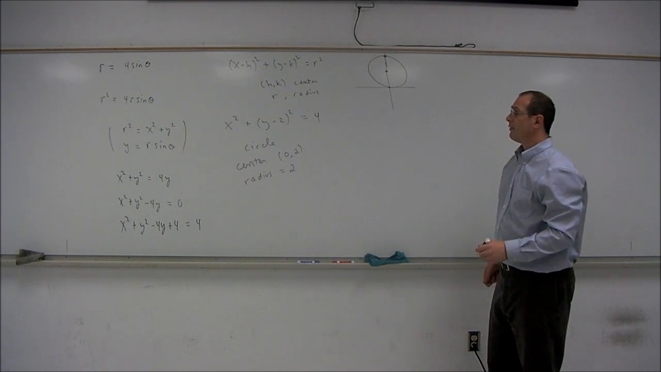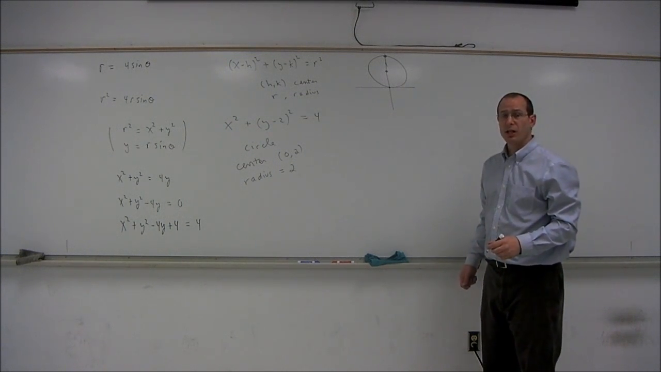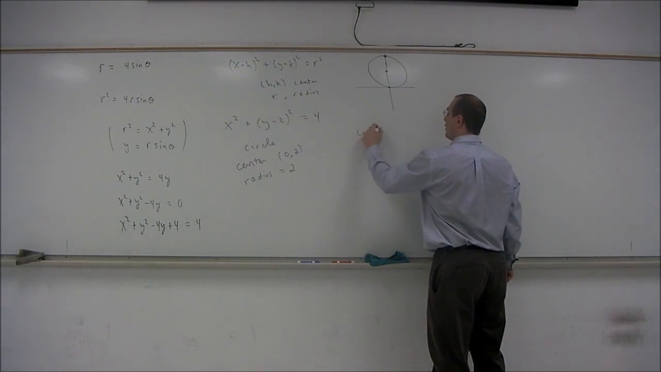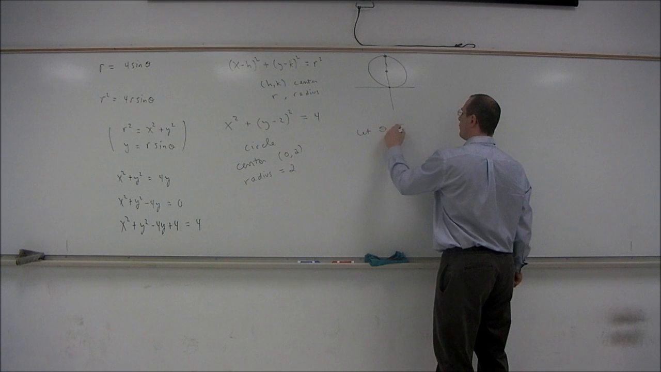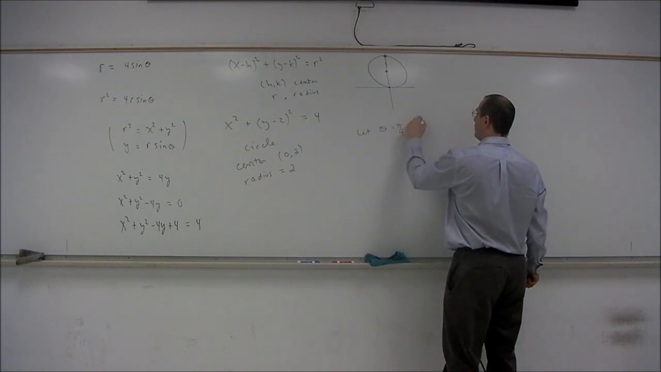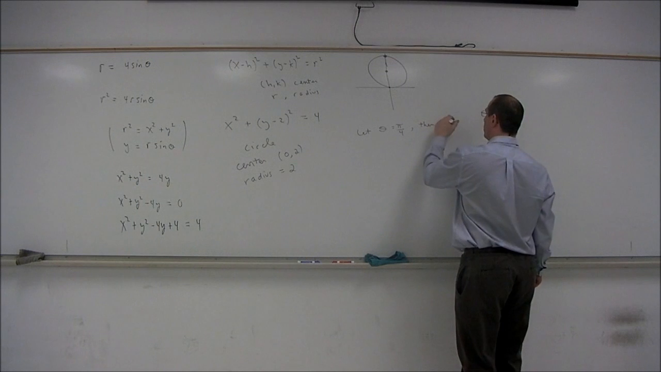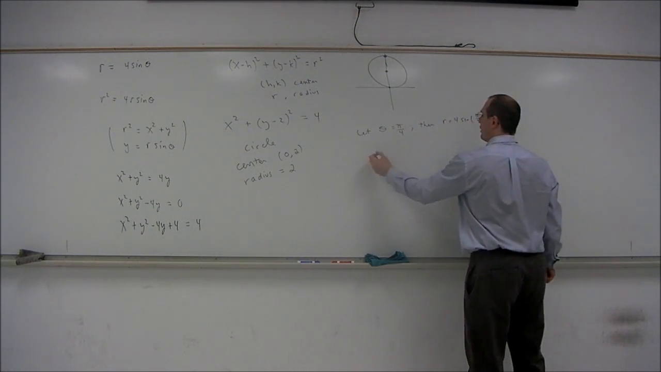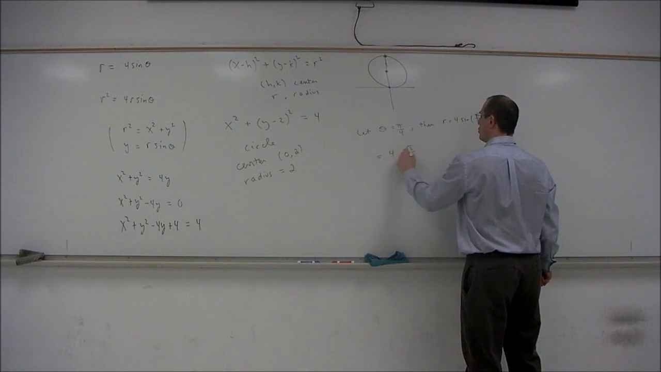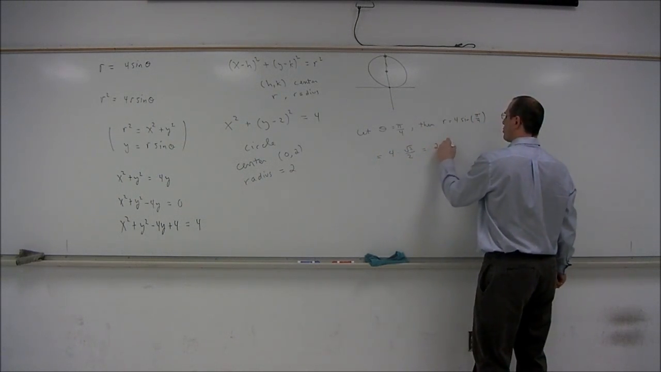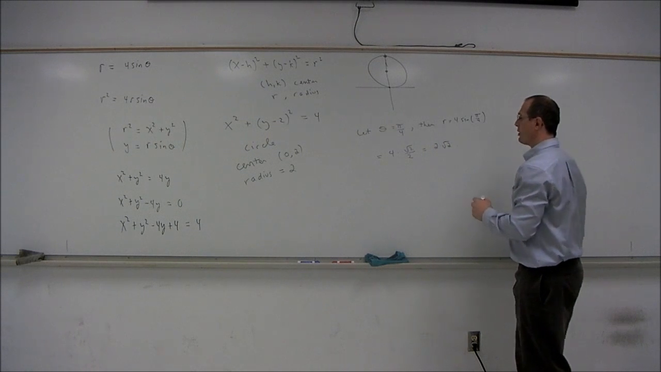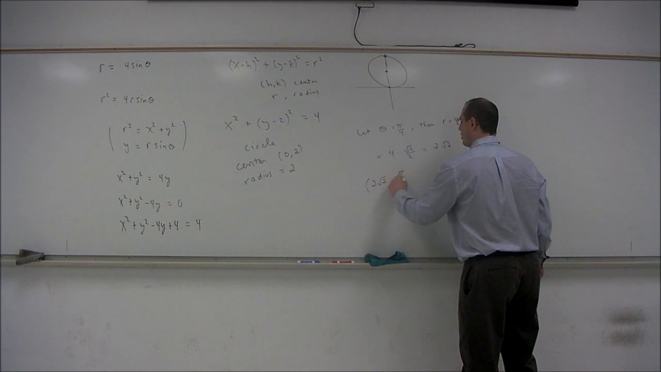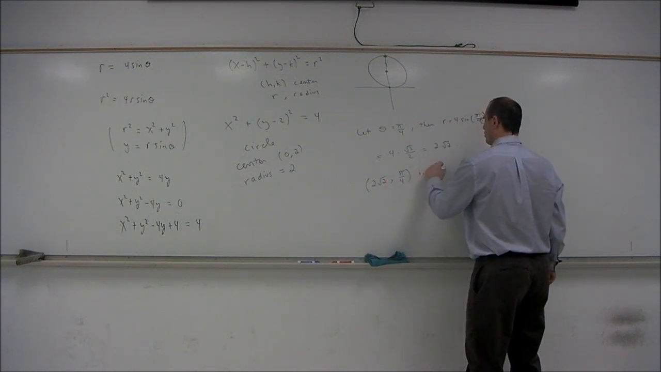Now let's find the equation of a tangent line to a point on the curve. So suppose we let theta equal pi over 4, then r would equal 4 times the sine of pi over 4. That would be 4 times the square root of 2 over 2. That would be 2 times the square root of 2. So in other words, the polar point 2 root 2 comma pi over 4 is on the circle.